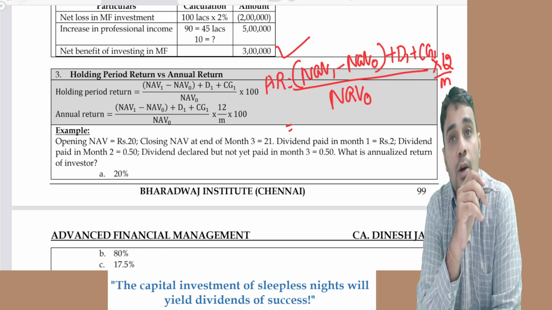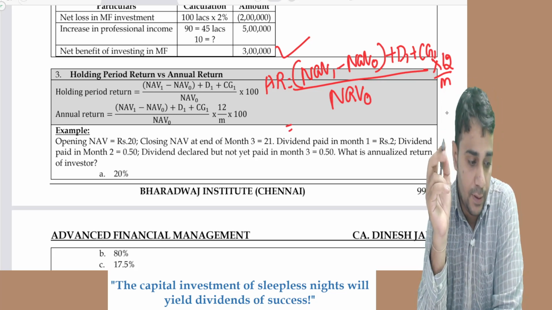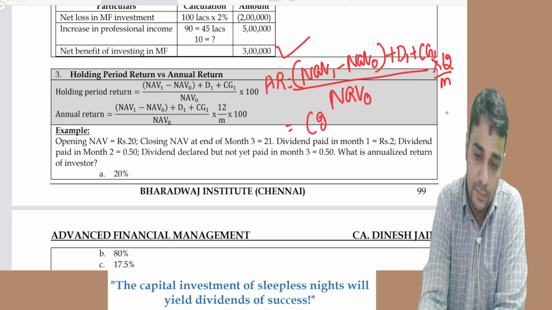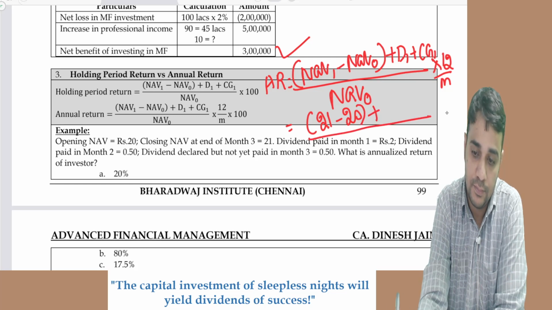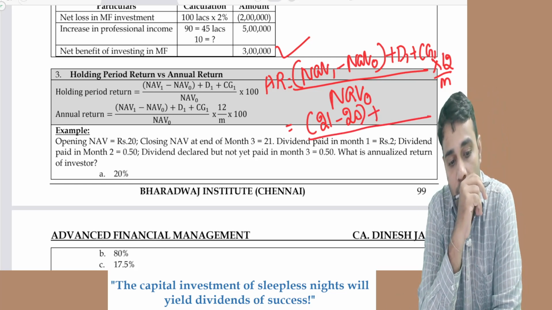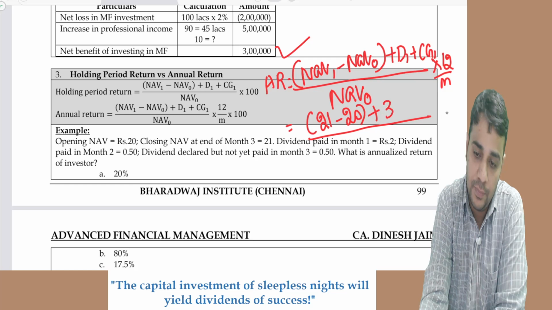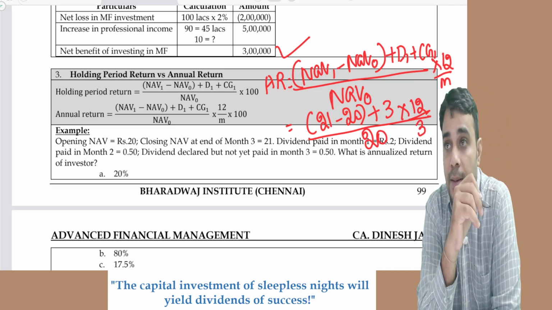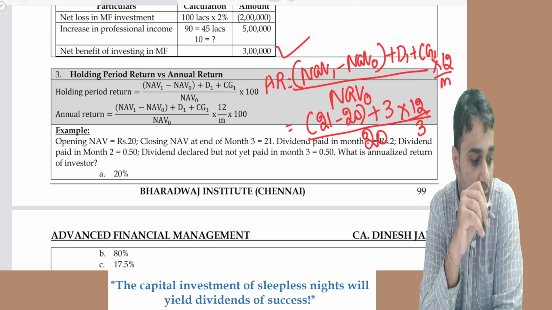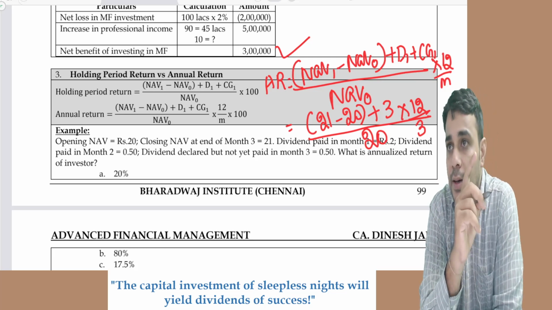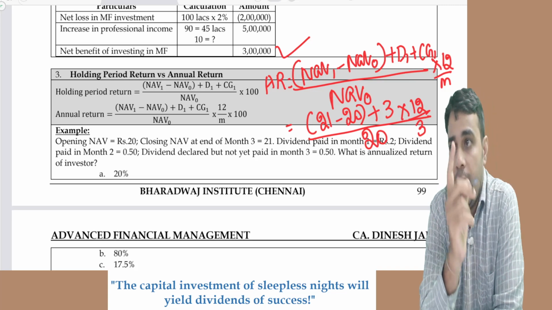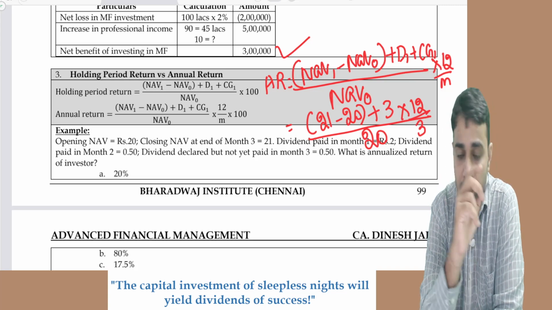What is NAV1? It is the closing NAV. What is the closing NAV in this example? Opening, dividend, add all the three. All the three dividends put together. 3 divided by 20 into 12 by 3. 3 months calculation, into 100. Without 12 by 3 is called holding period return. With 12 by 3 is called the annualized return. Clear? What's the answer you get?